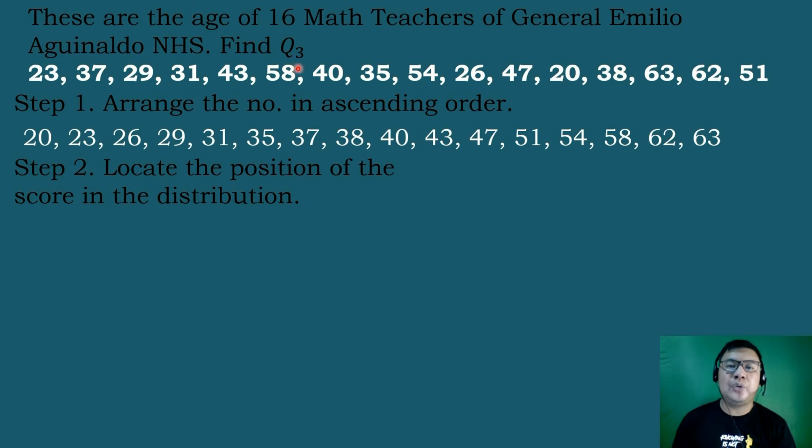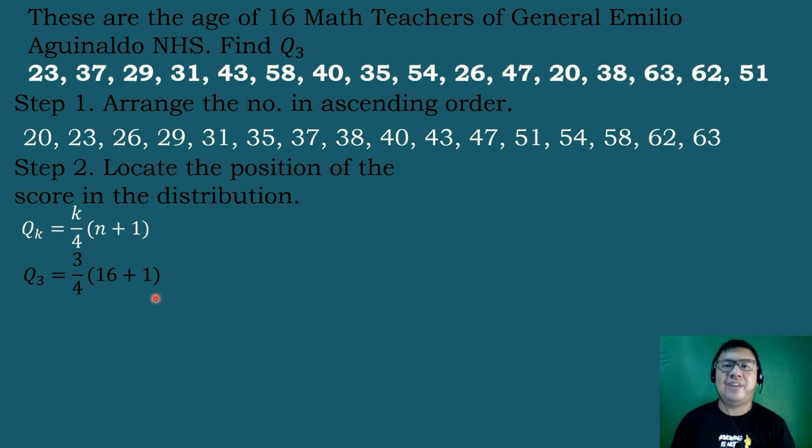Since we are looking for the upper quartile, we will be using the formula of the quartile to locate the position. We have Q sub k is equal to k over 4 times the quantity n plus 1. We will substitute the corresponding values. The value of k will be equal to 3, and the value of n will be equal to 16, the total number of math teachers of General Emilio Aguinaldo National High School.